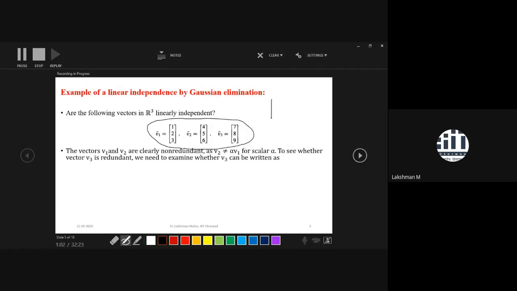In a coordinate system, you can look at v1 on one line and v2 on a different line. Suppose v1 is 1 2 3, this one is v1, and then v2 is different. So clearly from the picture it is very clear that v1 and v2 are linearly independent. Now we have to look for v3. We don't know whether v3 is a linear combination of these two or not.